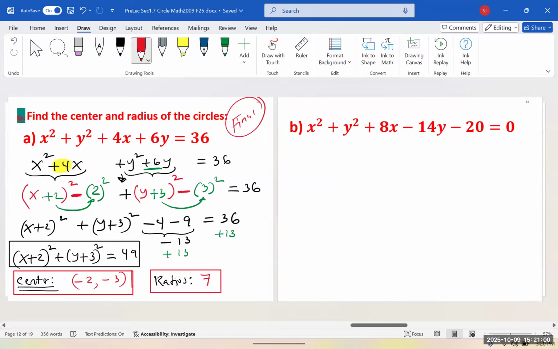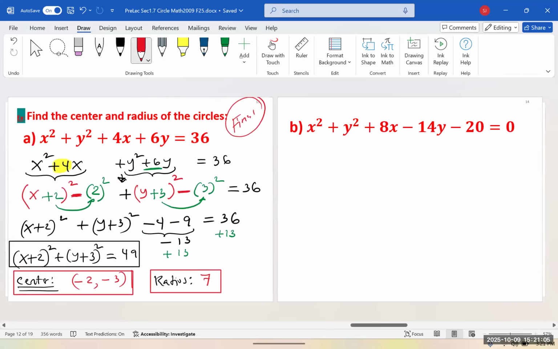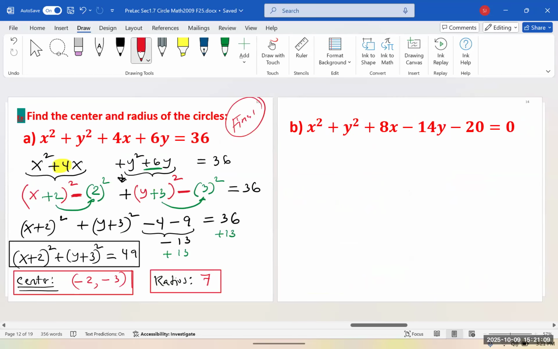So I have a few. I have two of them. Try them. So this is the left one. This is the first one. And then I'm going to flip my page. We're going to do the next one. Do the same thing. Convert into standard form and then find radius and center.